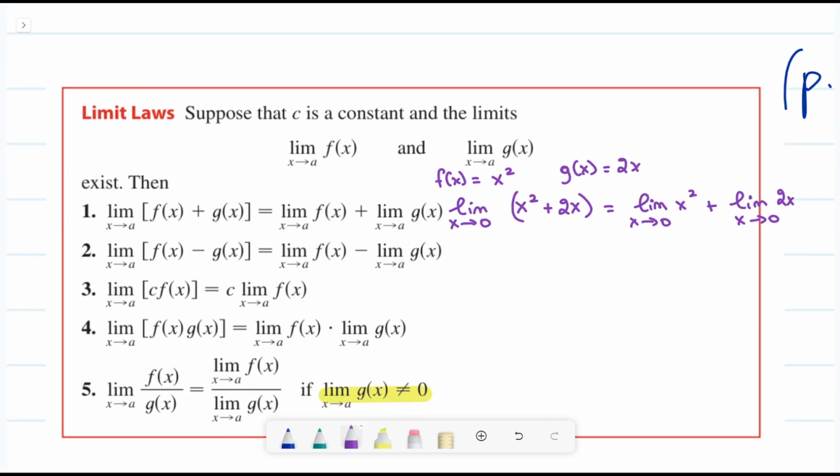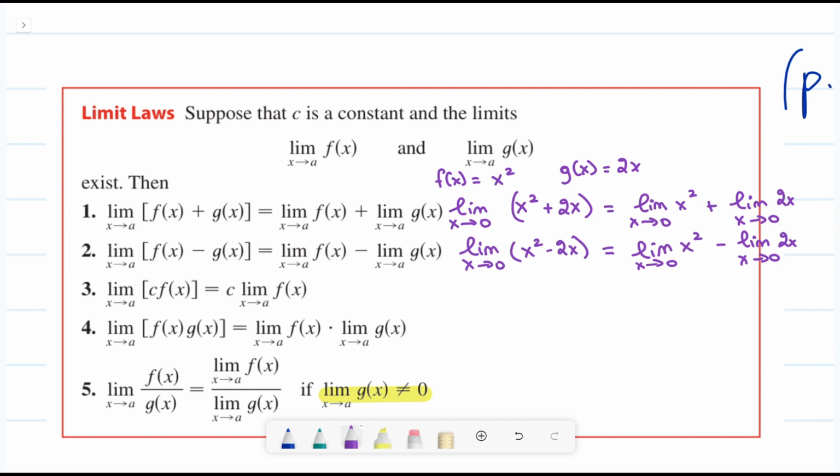Now let's look at the second property. The limit of f of x minus g of x as x approaches a is equal to the limit of f of x as x approaches a minus the limit of g of x as x approaches a. This is the same concept as what we just did in property 1. So the limit of x squared minus 2x as x approaches 0 is the same as the limit of x squared as x approaches 0 minus the limit of 2x as x approaches 0.